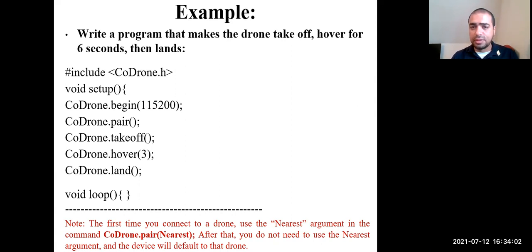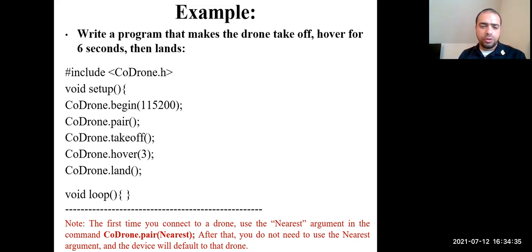CoDrone.pair is going to pair with the first drone it finds. Any drone it finds, the first one it finds is going to pair with it. That's why it's very important. Again, you need to make sure that when you start the program, when you run it, you are far away from others. It happens a lot that you pair with someone else's drone, or someone pairs with your own drone.